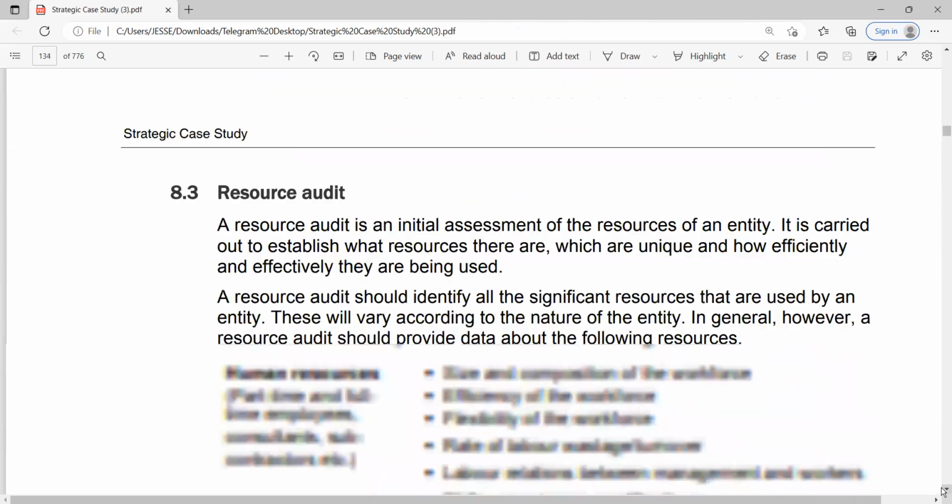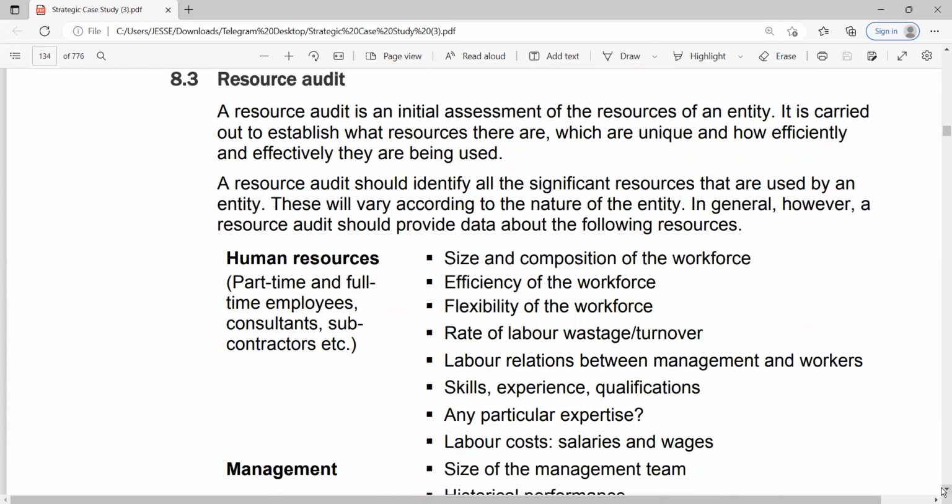So let's delve into what a resource audit is. A resource audit is basically an assessment of the resources of an entity. The word audit, right? Audit is simply examining, to assess, right? So when you say a resource audit, you're basically assessing the resources of an entity. It is carried out to establish what resources there are, which are unique, and how efficiently and effectively they are being used, right? Very, very important.